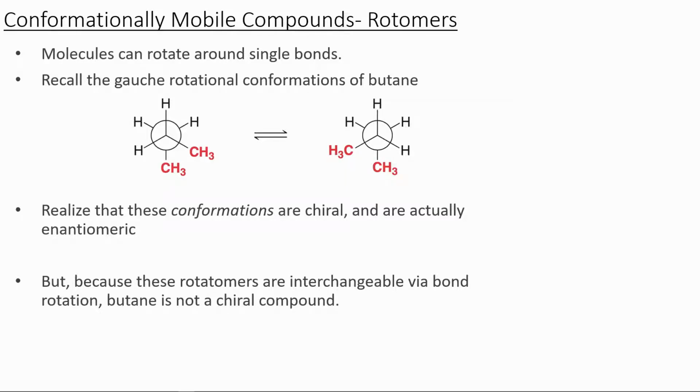When we were looking at the conformations in Chapter 4, we discussed how we can rotate around single bonds. So while conformations themselves are chiral and enantiomeric, these rotamers are able to rapidly interchange by bond rotation. So the butane itself is not a chiral compound. For example, these two conformations of butane would be in a chiral relationship, but since this equilibrium is so quick and it can rapidly convert between all the different conformations, the molecule itself will be an achiral compound.